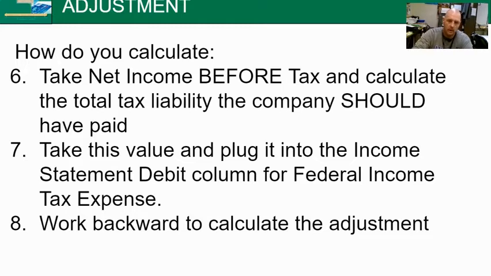The first $50,000 is taxed at 15%. Then anything above 50 to say 75, that's taxed at 25%. Not all of it at 25%. This first chunk at 15%, the next chunk at a little bit higher rate. Next chunk at a little bit higher rate. Okay? Take whatever that value is, whatever that tax liability was, and you're going to plug that into the income statement debit column. This is how much I should have paid the government. Then we're going to work backwards to calculate the adjustment.